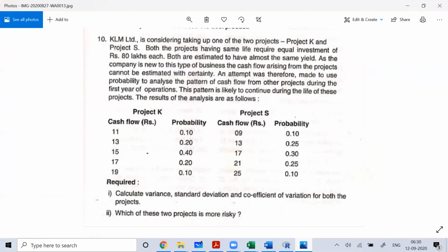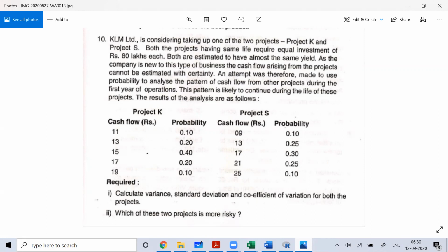So calculate the variance. Square root of variance is standard deviation. Coefficient of variance is nothing but standard deviation by expected value into 100. Okay, so this is what you need to do. Already I have done this in my first class. If you watch my first video on risk analysis in capital budgeting, I have explained all this formula. Just a kind of revision for you. You can do it very easily.